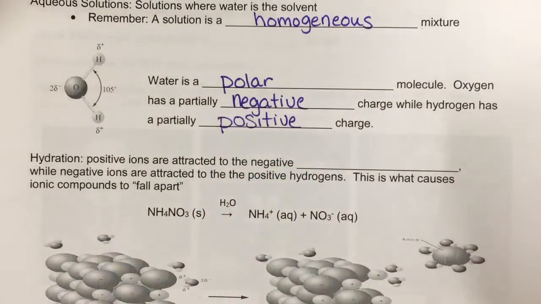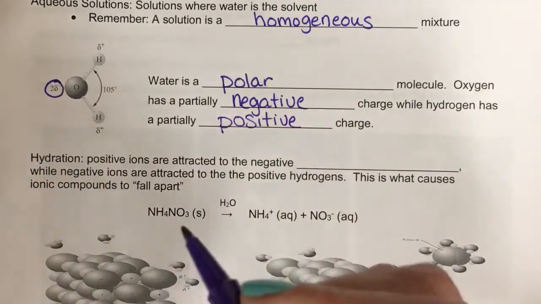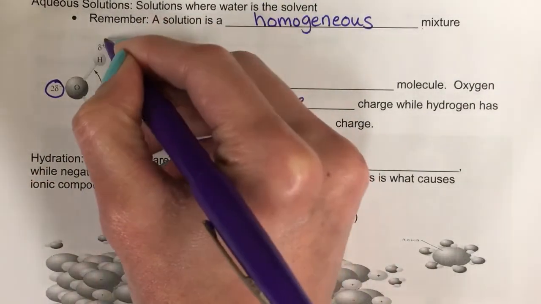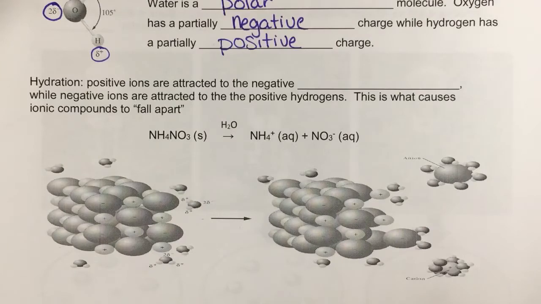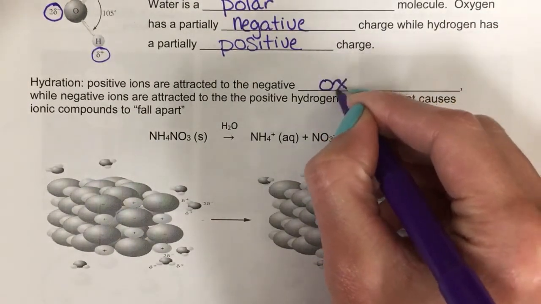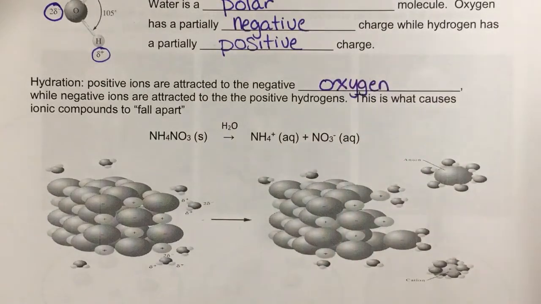So this creates the polar molecule because one side of the molecule is negative while the other side is going to be positive, okay? So when we talk about dissolving things, we'll often use the term hydration. And what that is, water molecules are actually surrounding the molecules or the ions that we're dissolving into it. The positive ions are going to be attracted to the negative oxygen in our water, while negative ions will be attracted to the positive hydrogen side, okay?